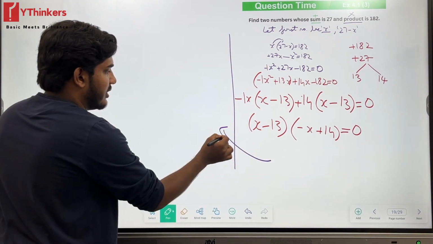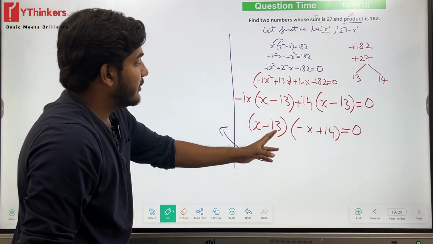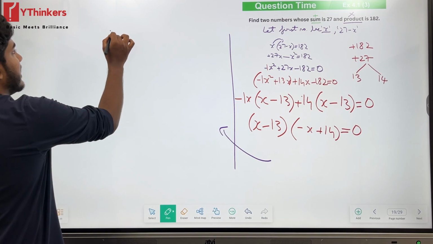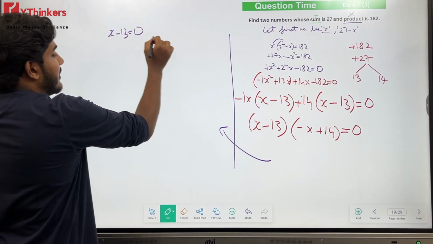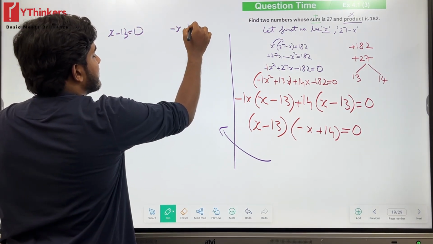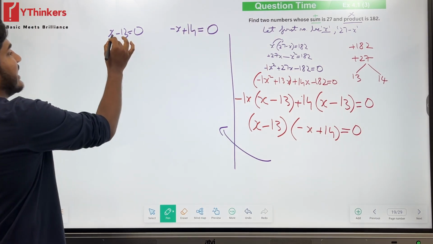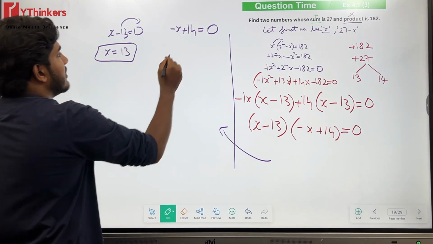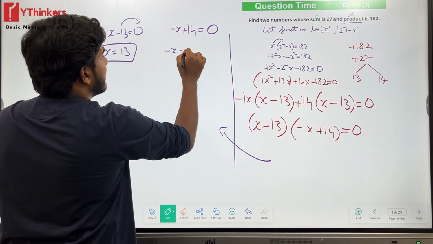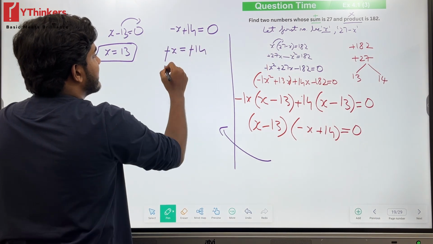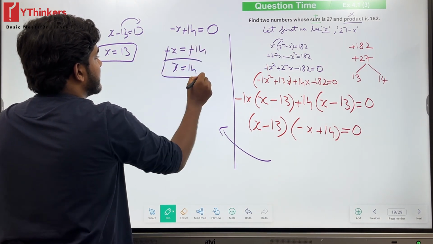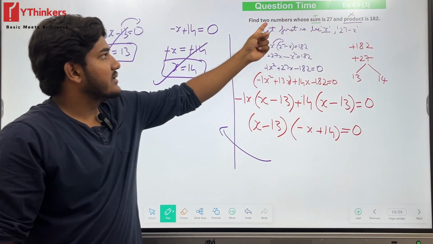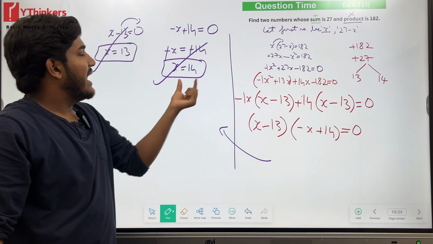I'll use this working space. If two terms add to give 0, I'll take the first term, x minus 13 equal to 0, and the second term, minus x plus 14 equal to 0. If I shift 13 that side, the first answer is 13. What is the second answer? Minus x is equal to minus 14. Minus minus gets cancelled. x is equal to 14. Hence, I've got two answers for x, and those are the two numbers. The two numbers are 13 and 14.